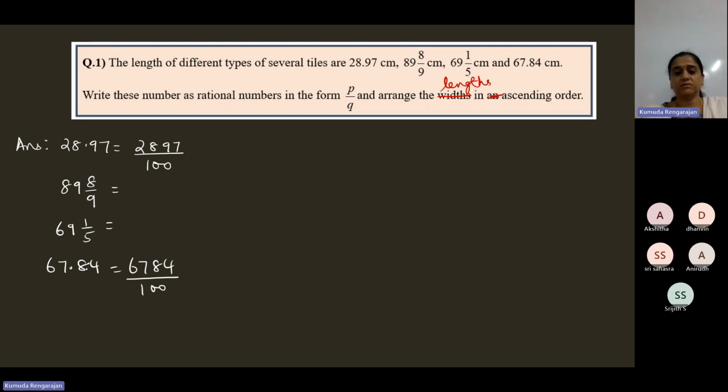So what is this as an improper fraction? 809 by 9. Okay, very good. Next one is 346 by 5.